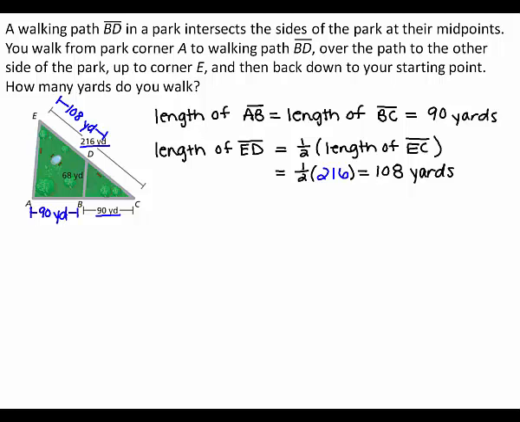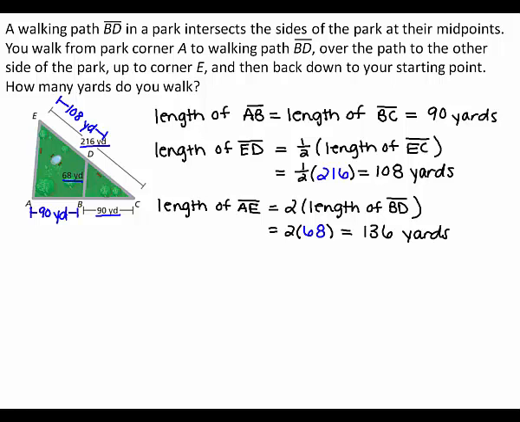Finally, because segment BD intersects the sides of the park at their midpoints, by definition, you know that segment BD is a midsegment of triangle AEC. So, by the triangle midsegment theorem, the length of segment AE is equal to 2 times the length of segment BD. From the diagram, you know that the length of segment BD is 68 yards. So, you can substitute 68 in for the length of segment BD. When you simplify, 2 times 68 gives you 136. So, the length of segment AE is 136 yards.